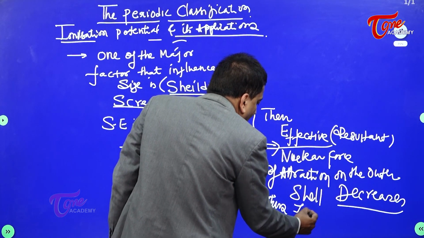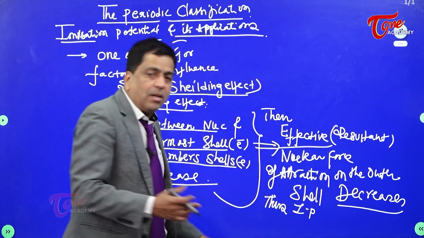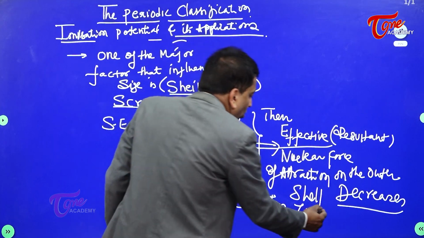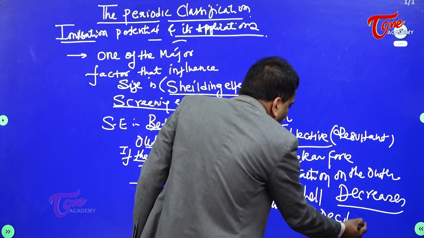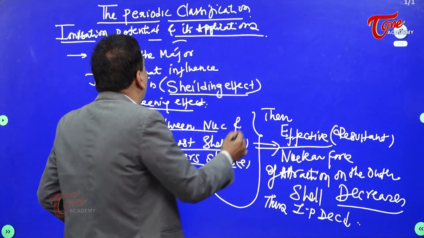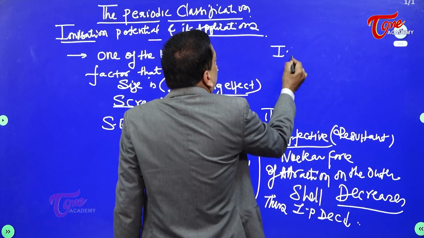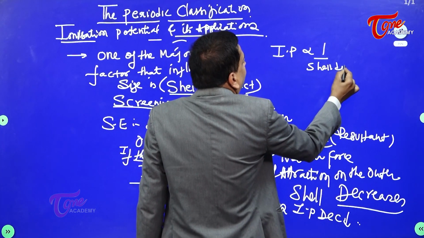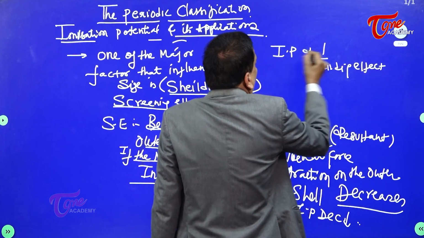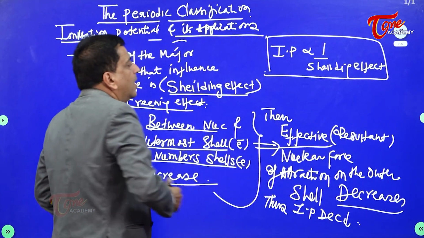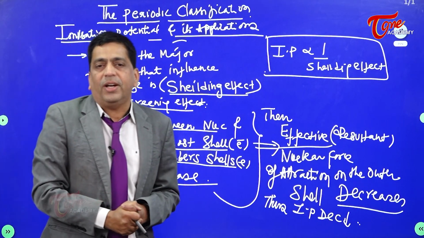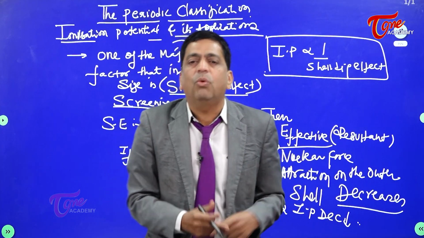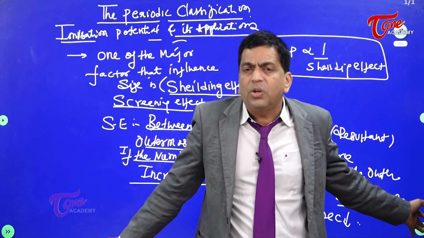You must understand ionization potential. When someone is relaxing, it would be easy for you to remove the electron. So the ionization potential decreases. So what I'm telling basically is that ionization potential is inversely proportional to the shielding effect. You must understand that. Now, what is the shielding effect? If someone is asking what the shielding effect is, will you write all this story? No, absolutely not. Don't write all this.